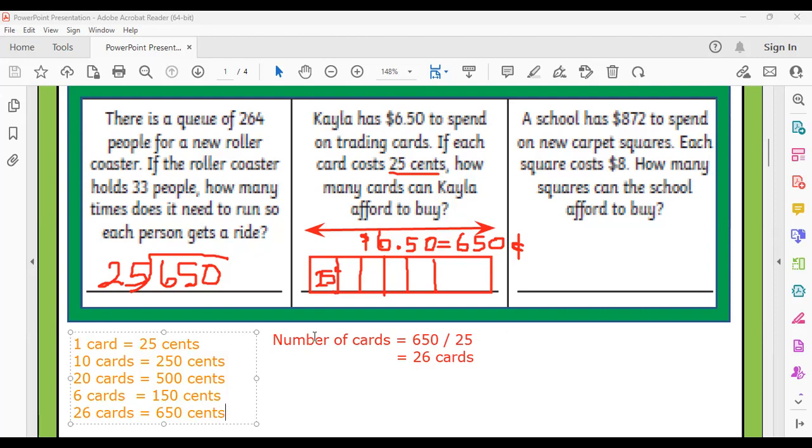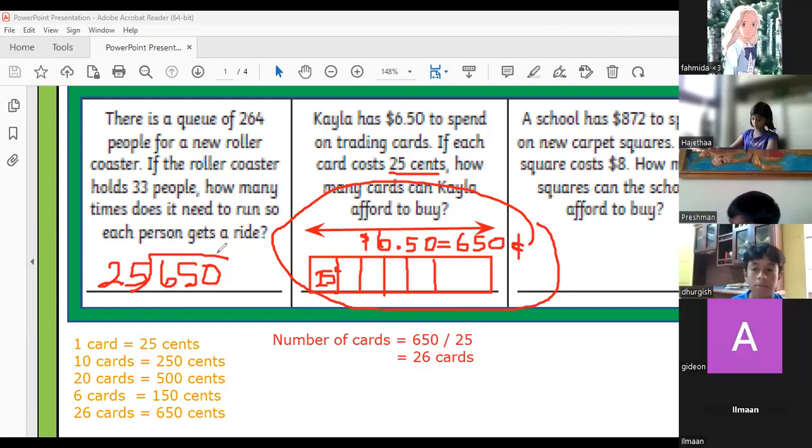I can even do this. So the number of cards is straight away the answer, 26 cards. Use the drawing method, use division, you can use this as well. You can use so many methods. But the major important part is to understand the question. Can I have a thumbs up, guys, before we go on to the last question? Copy, yeah? Okay?